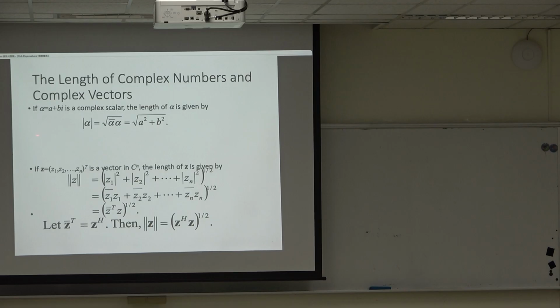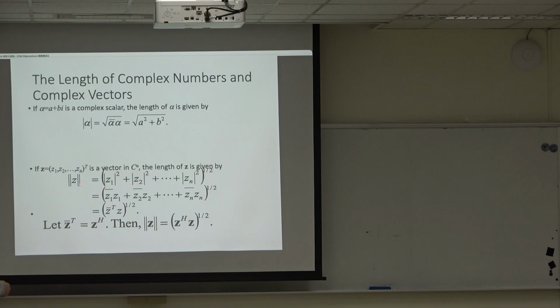That's for scalar. How about vector? If Z is Z1, Z2, and so on up to Zn, transpose, it's a column vector. It's a vector in Cn, so it consists of complex numbers. The length of Z is given by the square root of Z1 squared plus Z2 squared, and so on, plus Zn squared, the sum of this, and then square root.